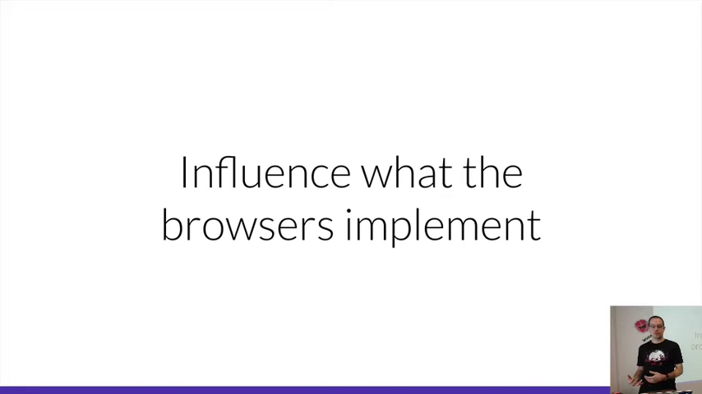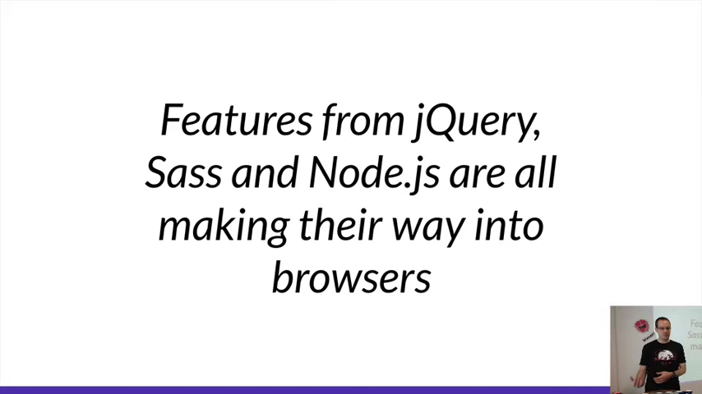One of the big things that open source can do is influence what the browsers implement. In this way, stuff from jQuery, Sass, and Node are all making their way into browsers, reworked as native APIs. Examples are CSS variables, JavaScript's querySelector, and the fetch API.